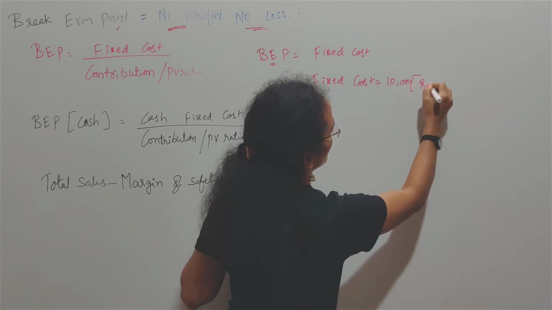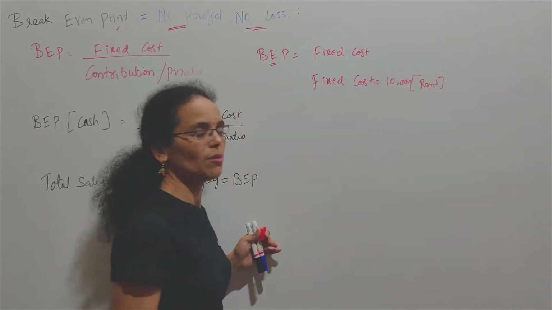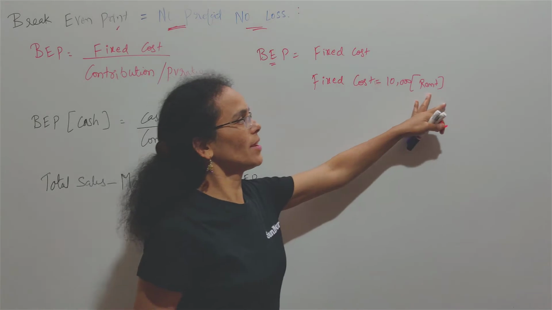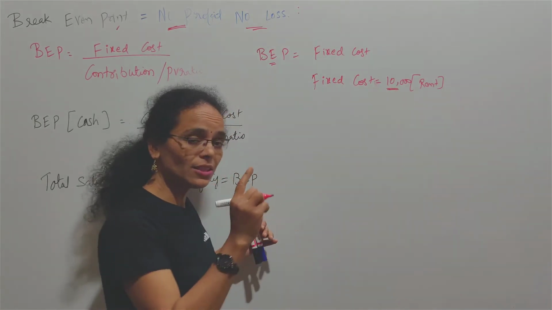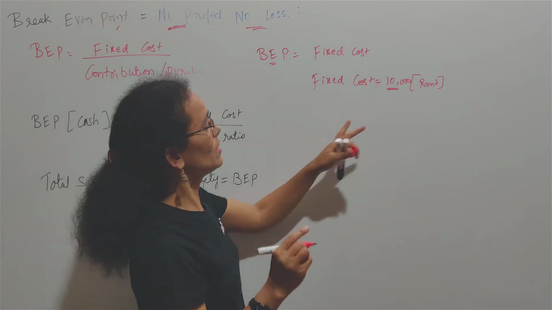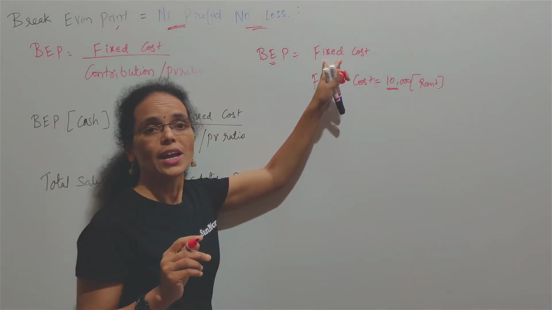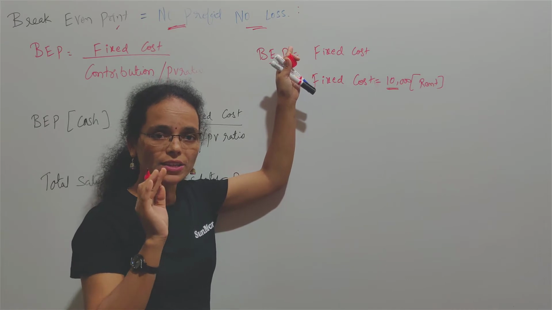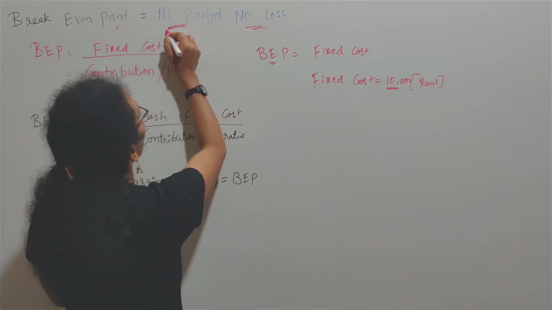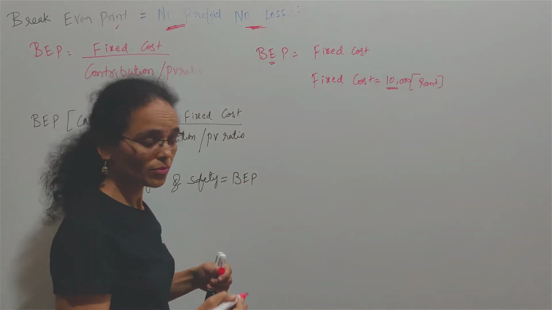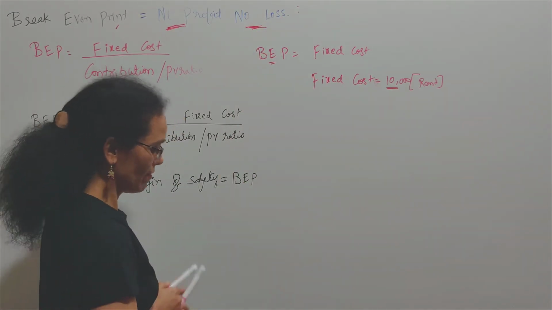Example for the fixed cost is rent. Whether you run the business or not, you need to pay the rent, that is a fixed cost. So if you are able to recover only 10,000 rupees from the business, then you will say your business is at break-even point. In the sense you are neither gaining nor losing. It means no profit, no loss. Are you getting my point? We will take one example.